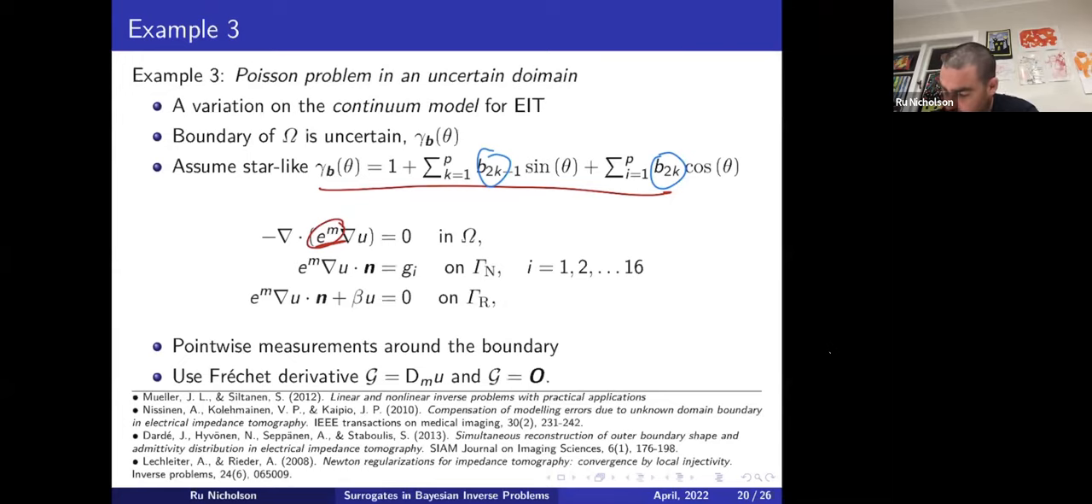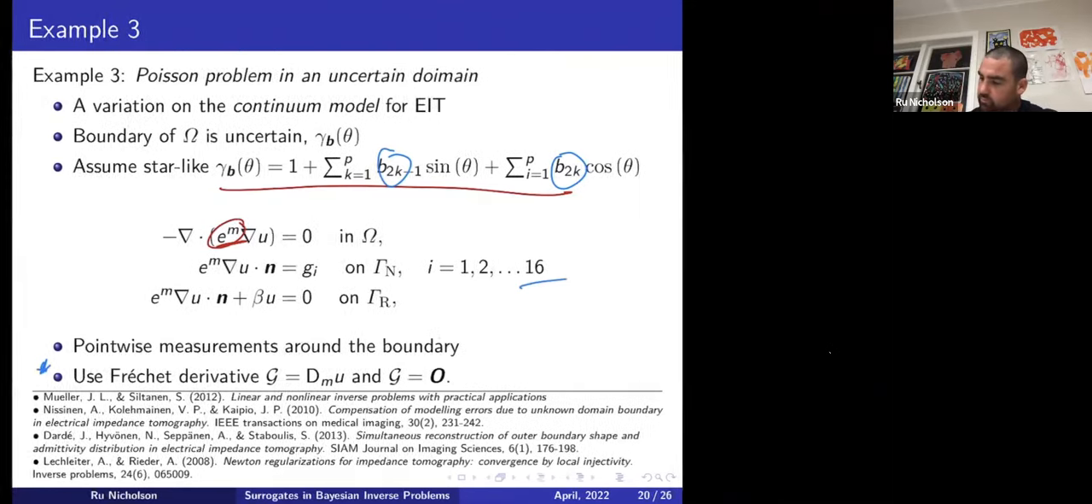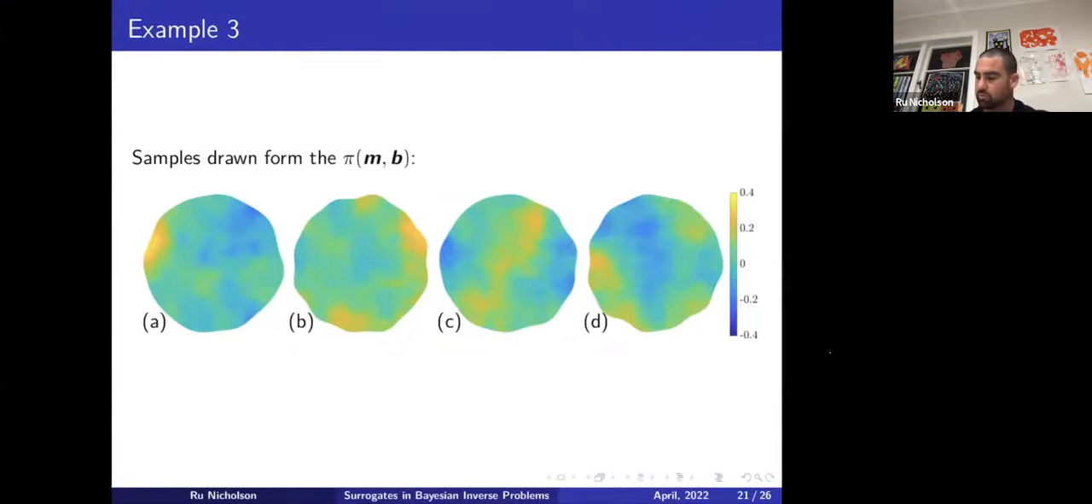All right, and we're going to consider pointwise measurements around the boundary. We consider 16 different current patterns, and we're going to compare the two approaches of A, using the Frechet derivative, and B, using the zero model. Okay, and so here are the samples from the prior. This is what they look like in this case.